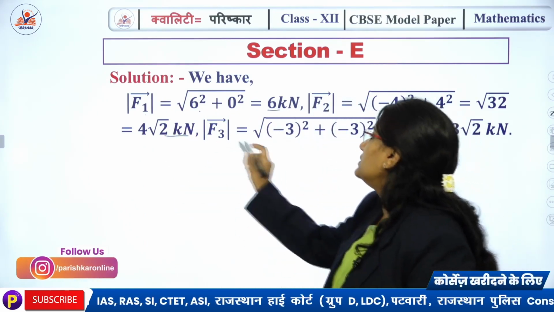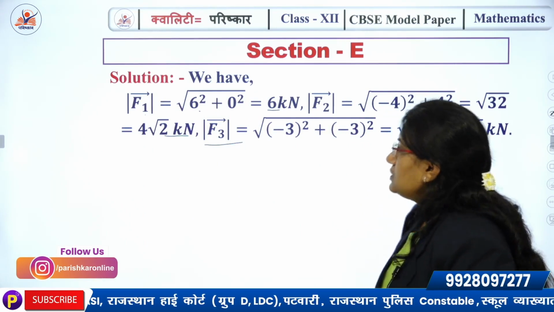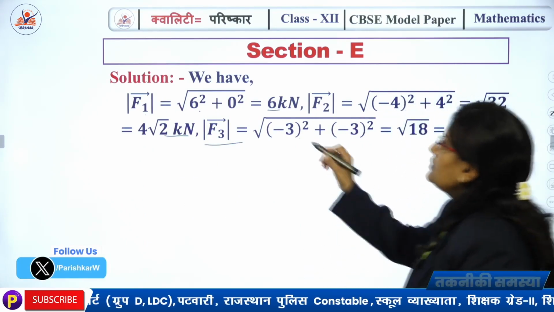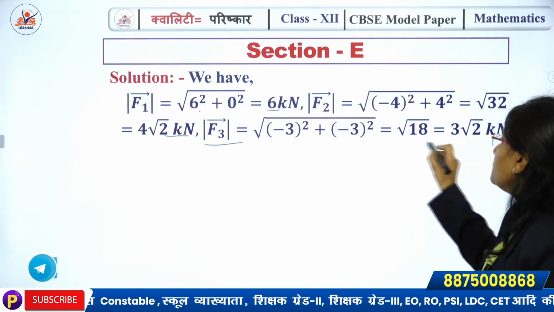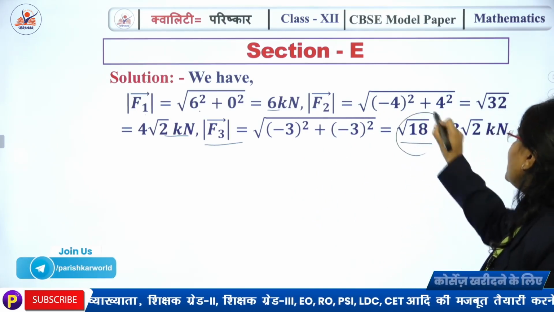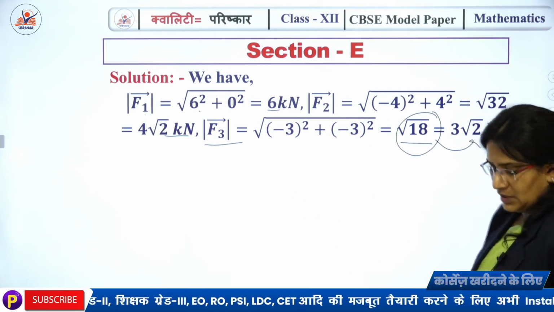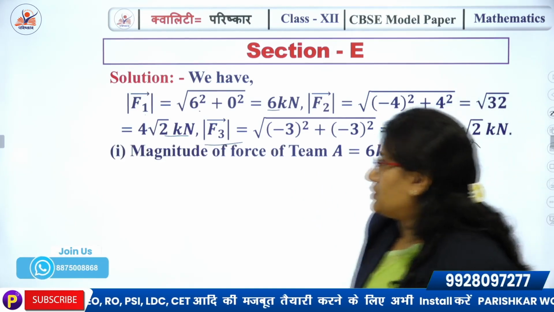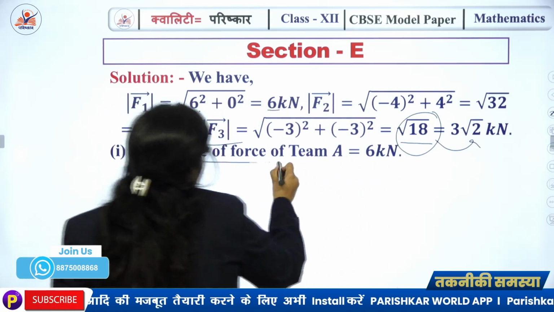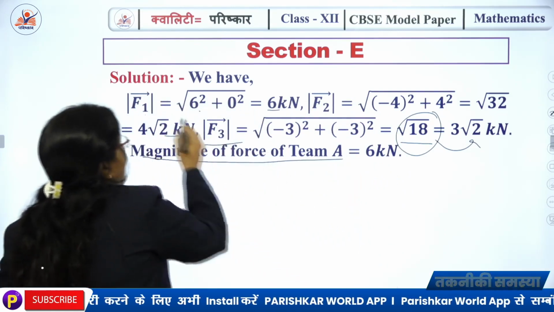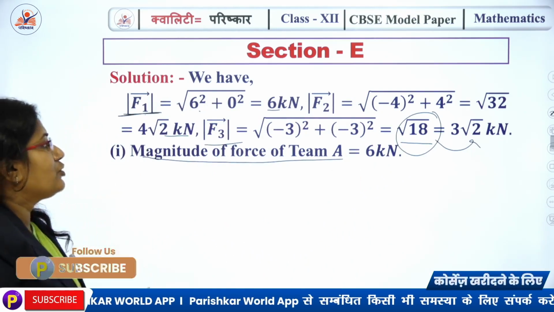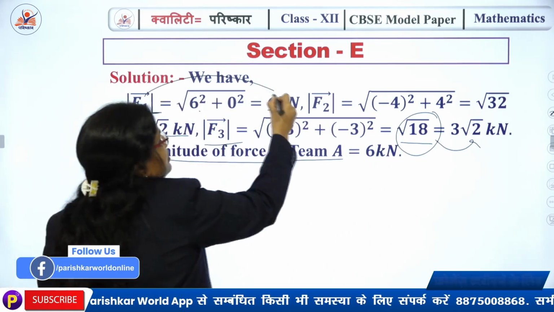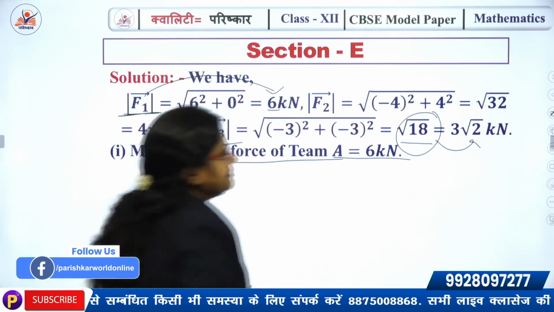Again, the magnitude of force F3 is under the root of minus 3 squared plus minus 3 squared, which is under the root 18, and the value of root 18 is 3 root 2 kilonewton. Now come to the first part of the question: the magnitude of the force of team A. As you can see, the magnitude of force F1, that is the force of team A, is 6 kilonewton. So here's the answer.